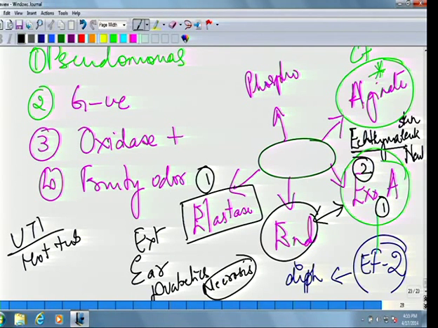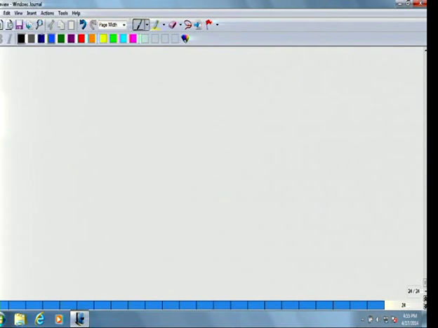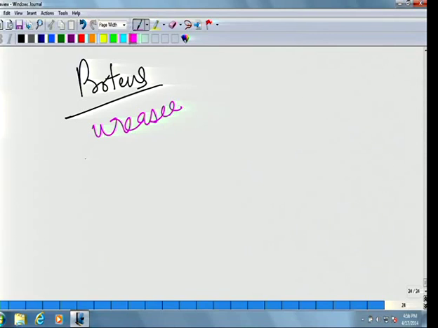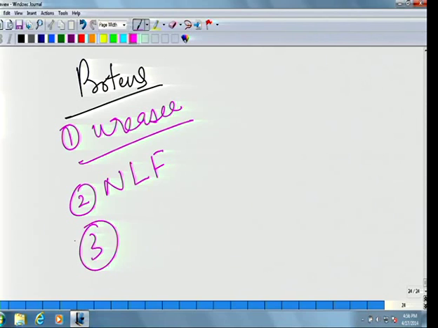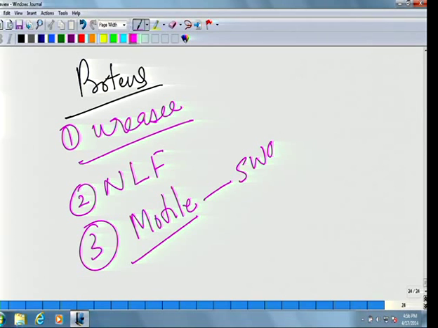Okay, then we forgot about Proteus. What are the characteristics of Proteus? Yes, one is urease producing bacteria. It's a gram-negative rod. It's a non-lactose fermenter. It's motile. Anything about its motility? Swarming. Yes, it just spreads. It just spreads and swarms everywhere.